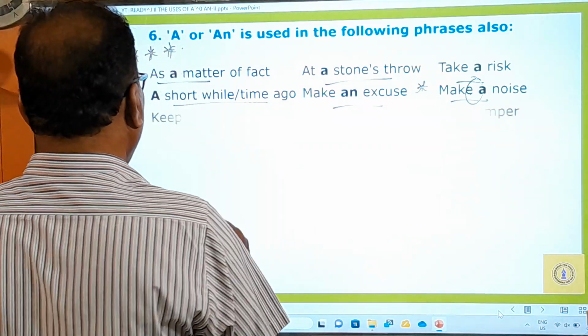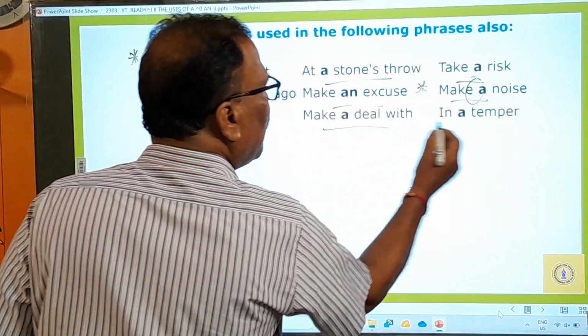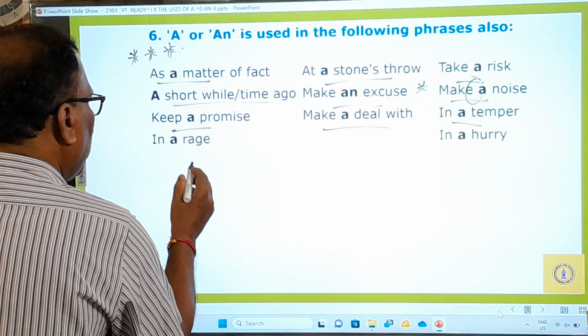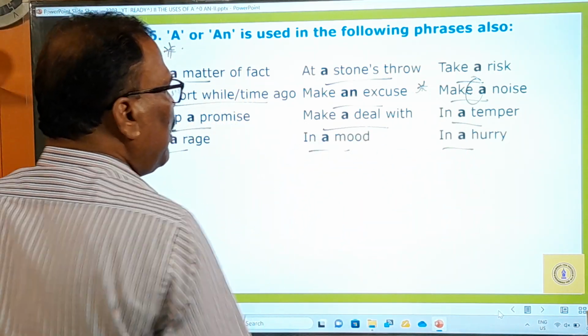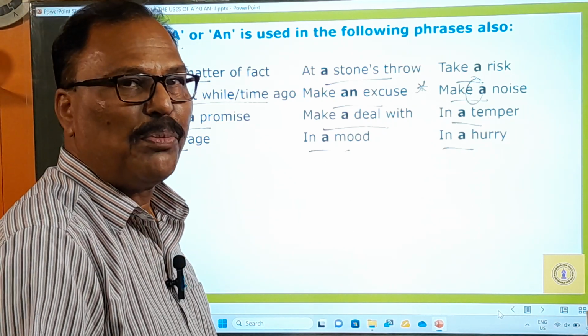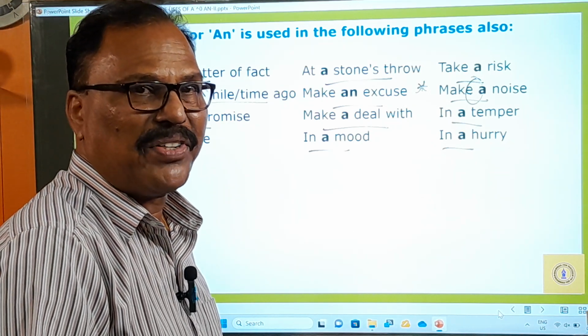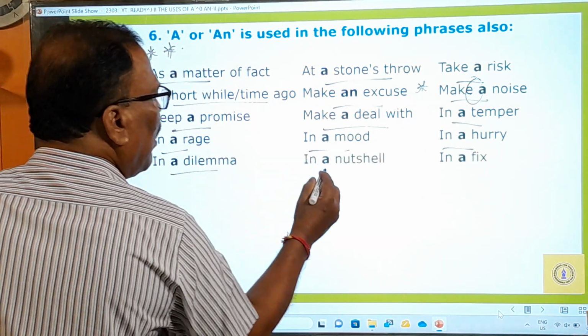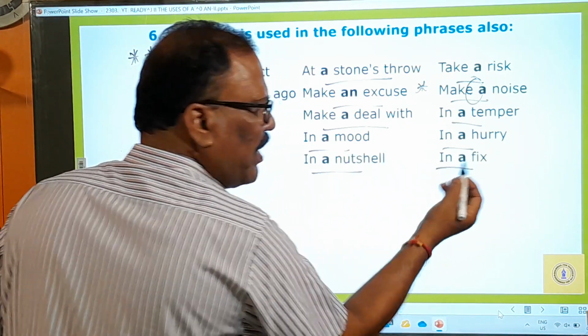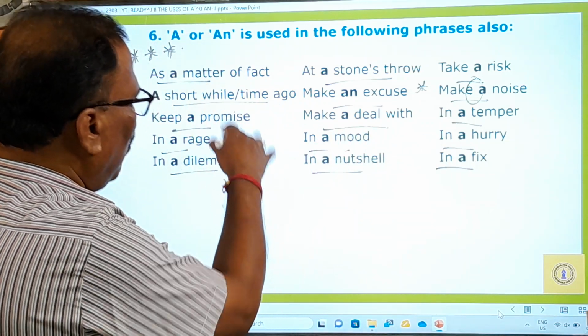I'm giving a big list here: keep a promise, make a deal with, in a temper, in a rage, in a mood, in a hurry. In a mood, I mean he is in a good mood, so let us ask him for a treat. And then in a dilemma, in a nutshell. Nutshell means briefly. I'll give you examples with all these phrases.